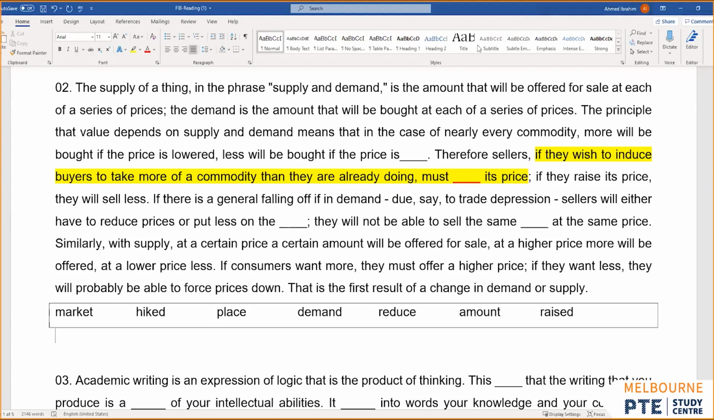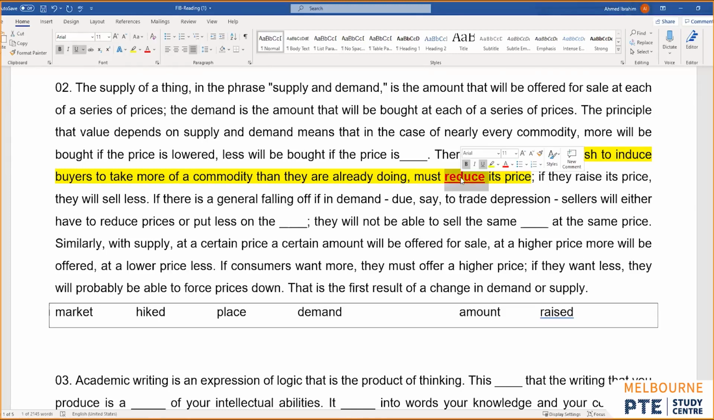Anyone from the students who are online, what do you think is the answer? Reduce. Okay. Your answer here is reduce. Now, why reduce? Because have a look at the line, and also, if you want, read the line before it. When you want buyers to take more of a thing, they will prefer to buy more when the price is less. And the appropriate word here that fits this sentence is, of course, reduce.